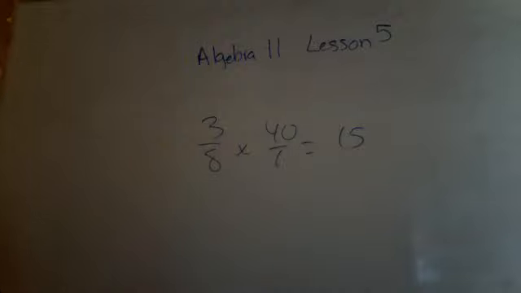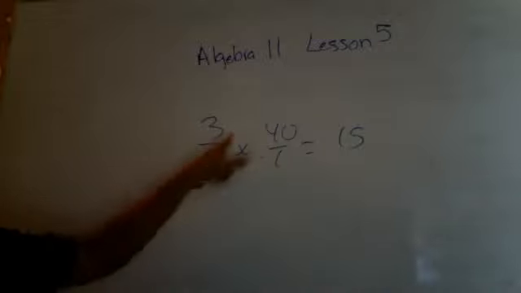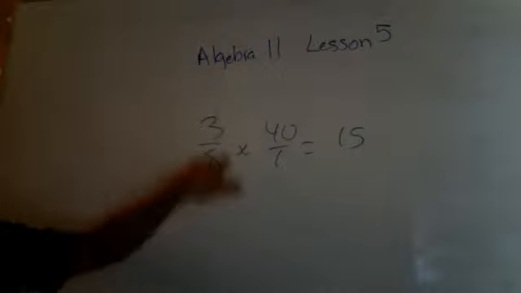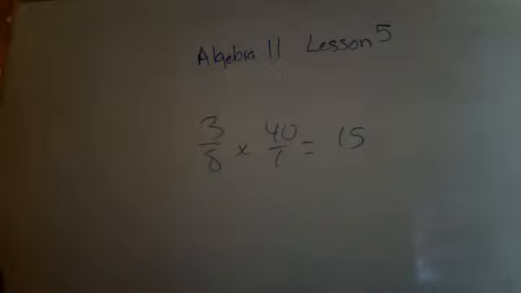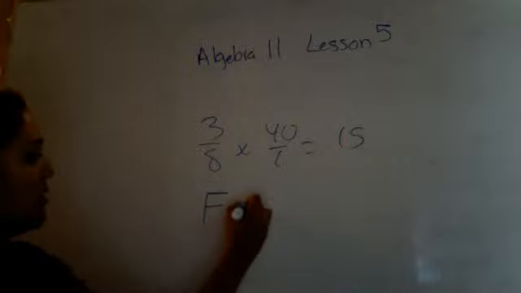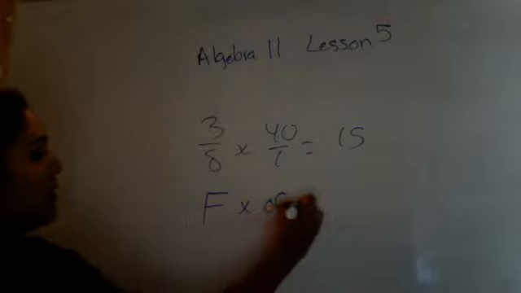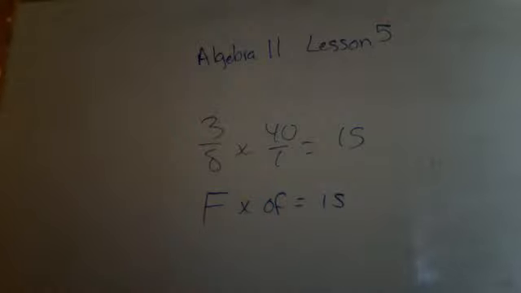We see that 40 associates with of and 15 with is. But I like to say of is represented by multiplication and is usually represented by an equal sign. So they give you the number: fraction times of equals is. So let's look at a problem. Look at 5.4. 1/5 of the clowns had red noses. If 30 clowns had red noses, how many clowns were there in all?